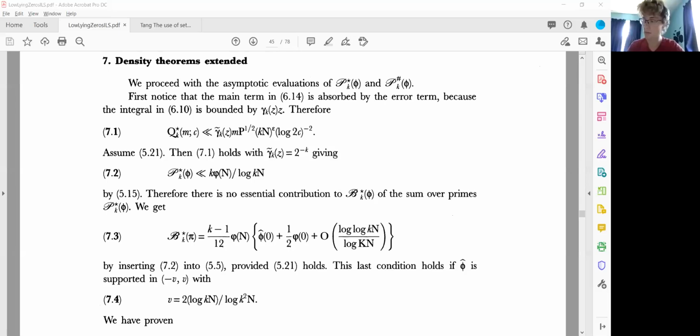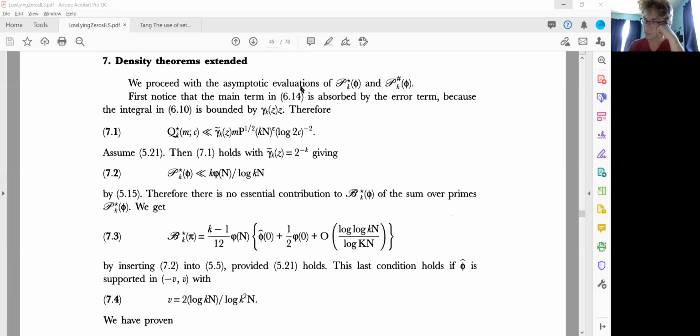Okay, so today we're going to be looking at section 7, the density theorem extended. This is one of the most difficult sections in the paper. In this section, we're going to use the stuff that we've been working on in the earlier parts.